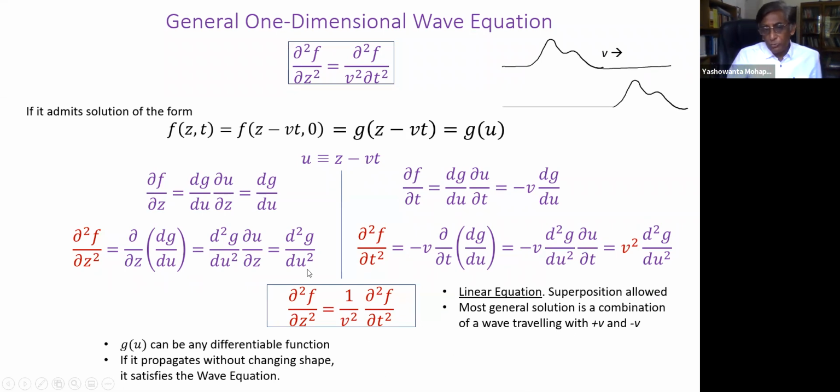So the most general solution of this would of course allow for a wave traveling to the right and a wave traveling to the left. So f of z, t would be g(z minus vt) plus h(z plus vt). So that's the most general solution. This is the most general one-dimensional wave equation.